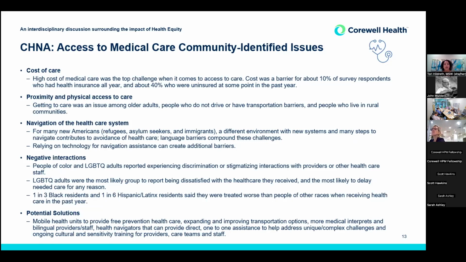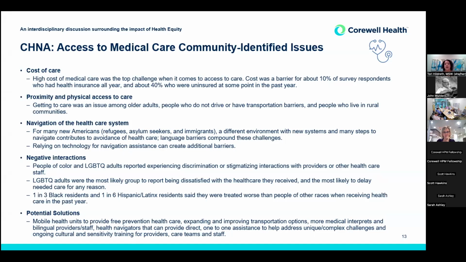Many new Americans, like refugees, asylum seekers, and immigrants, have different environments. They have to balance and navigate these new systems while language barriers are compounding these challenges. They rely on technology for navigating different insurances or appointments, knowing that that itself is creating barriers. A lot of patients might not have insurance, so they might not have a smartphone. They might not know how to utilize a cell phone or any technology for these health appointments.